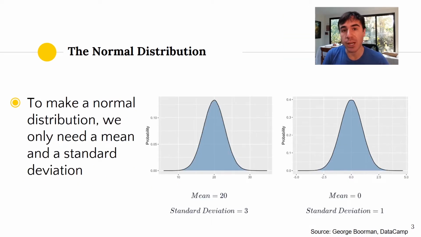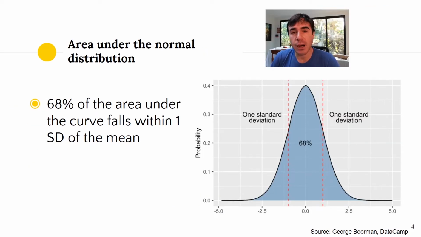Another important property of the normal distribution is we only need two values to construct it. We need a population or a sample mean, and we need a population or a sample standard deviation. With the standard deviation and the mean, we can construct the normal distribution for any given process that we'd like to. Another important property of the normal distribution is that 68% of the area under the curve falls within plus or minus one standard deviation of the mean.